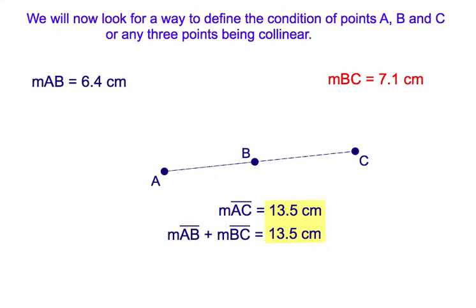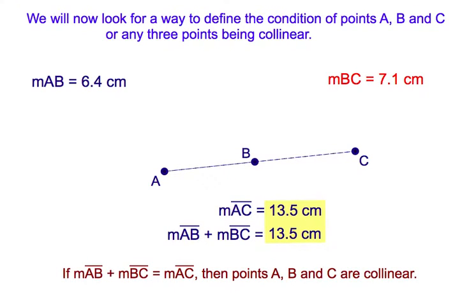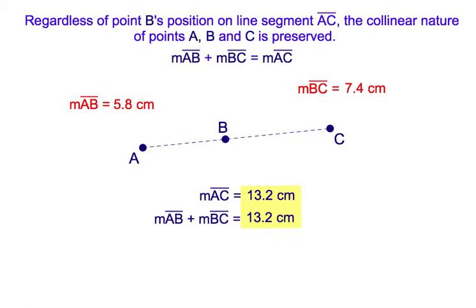This generates the following conclusion. If the measure of line segment AB plus the measure of line segment BC is equal to the measure of line segment AC, then points A, B, and C are collinear. Regardless of point B's position on line segment AC, the collinear nature of points A, B, and C is preserved. Even though the measures of line segments AB and BC change their values, their sum remains equal to the measure of line segment AC.